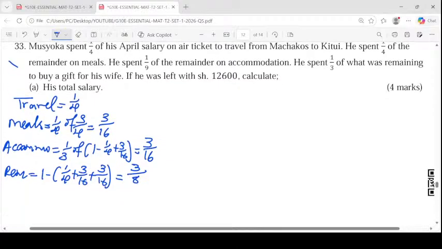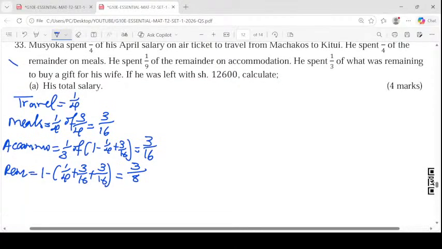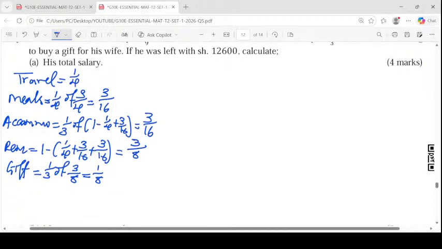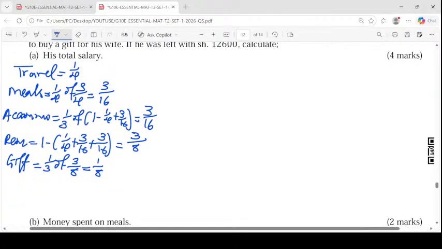After having this as the remainder, we are told that he spent a third of what was remaining to buy a gift, just gifting the wife. It was a third of 3 over 8, meaning 1 over 8. If he was left with this, let us get the remainder again. Now the remainder here will be, what was remaining was 3 over 8.